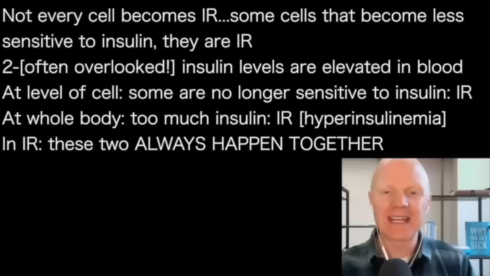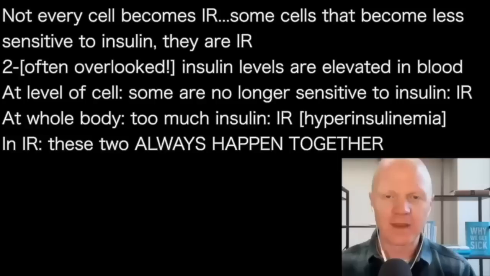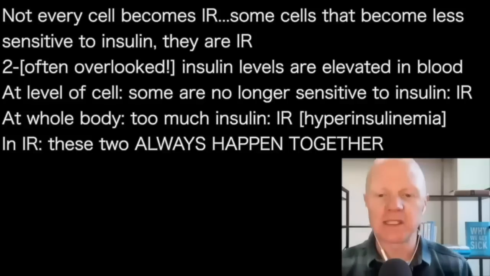Insulin resistance and hyperinsulinemia, which is the technical term for elevated blood insulin, are inseparable. They will always occur together, just like two sides of a coin. You can't get rid of one side. They're always going to be part of that coin. So too is insulin resistance and hyperinsulinemia.